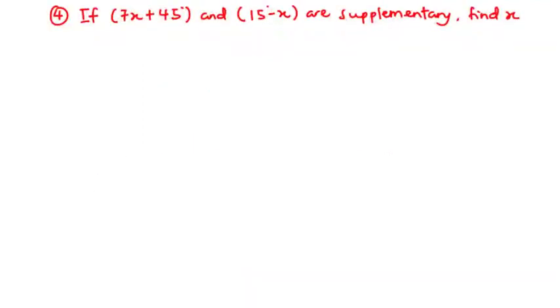Example 4. If 7x plus 45 and 15 minus x are supplementary, find x. So what do we know about supplementary angles? Now in the previous video we said that two angles are said to be supplementary if they add up to 180 degrees. So if these two angles are supplementary, then it means that 7x plus 45 plus 15 minus x should be equal to 180 degrees.